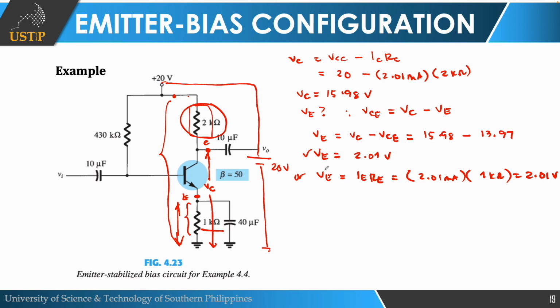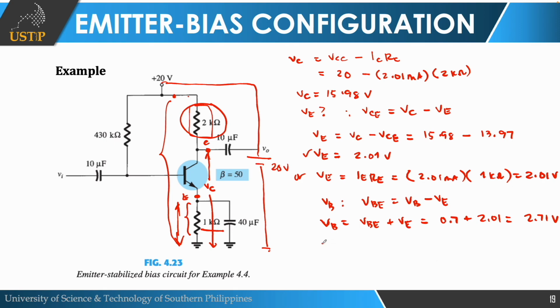Okay, the next thing is the value of VB. So VB, we can get that value from the expression VBE is equal to VB minus VE. So VB is equal to VBE plus VE. So we know that VBE is 0.7 plus VE 2.01. So that is 2.71 volts.